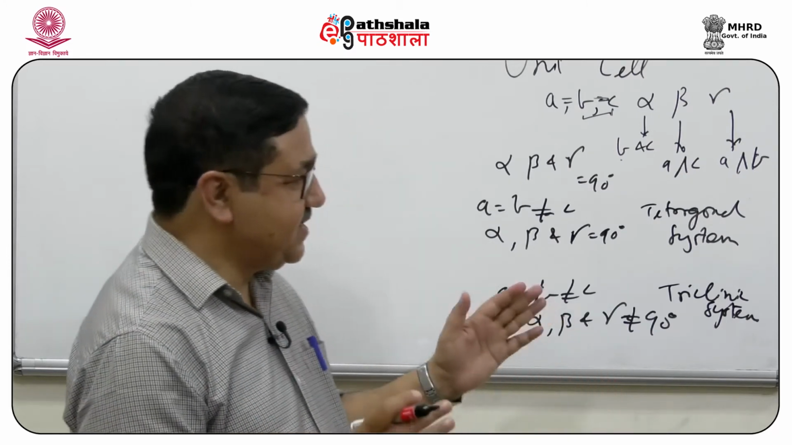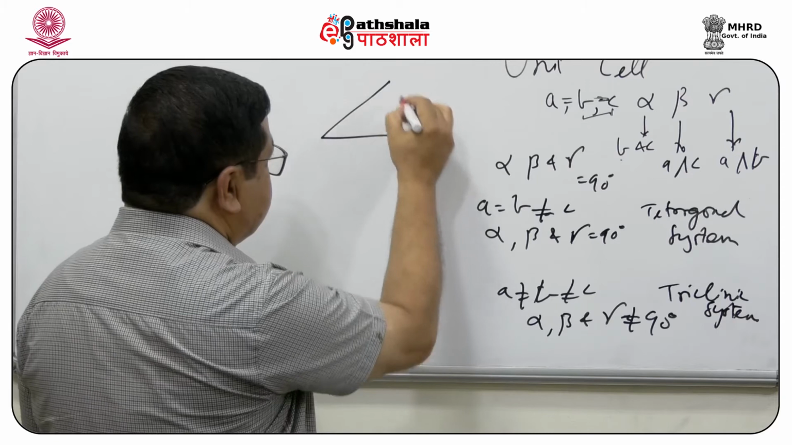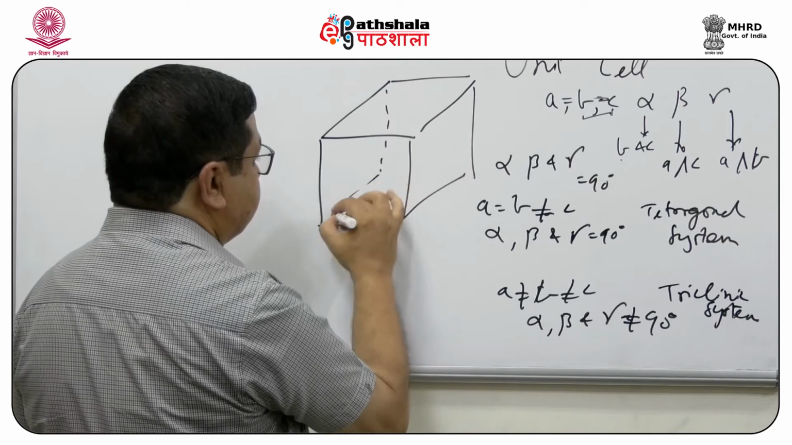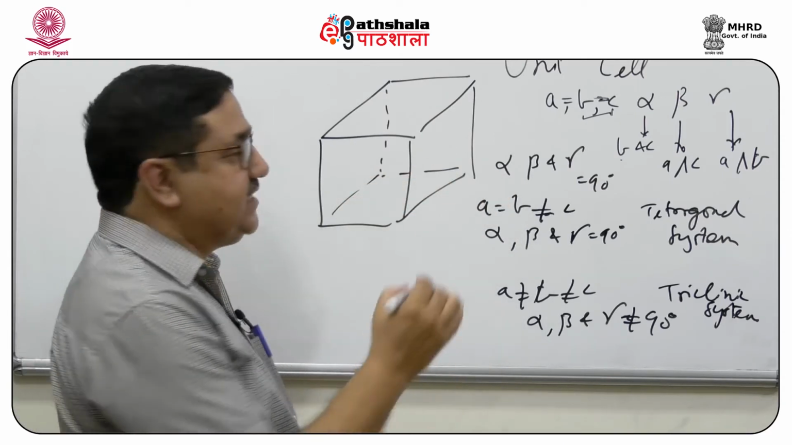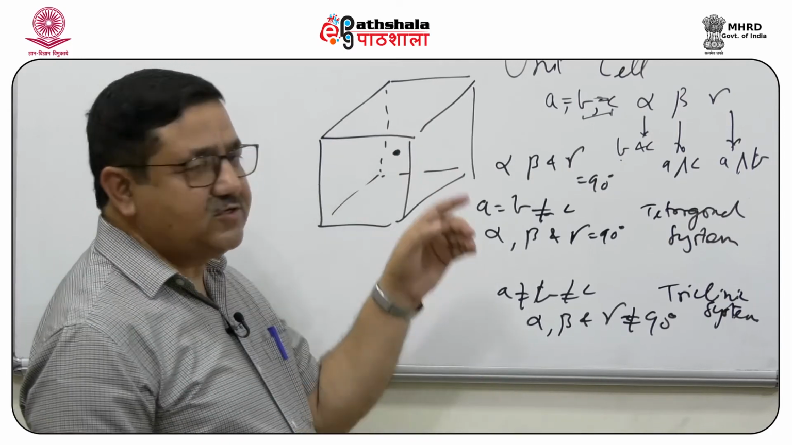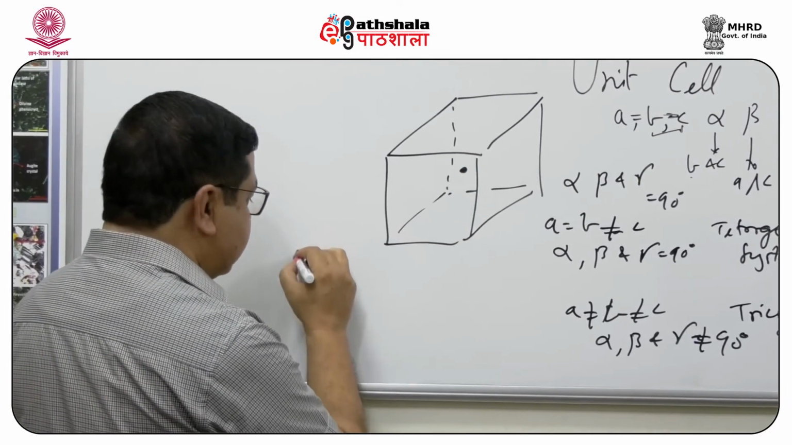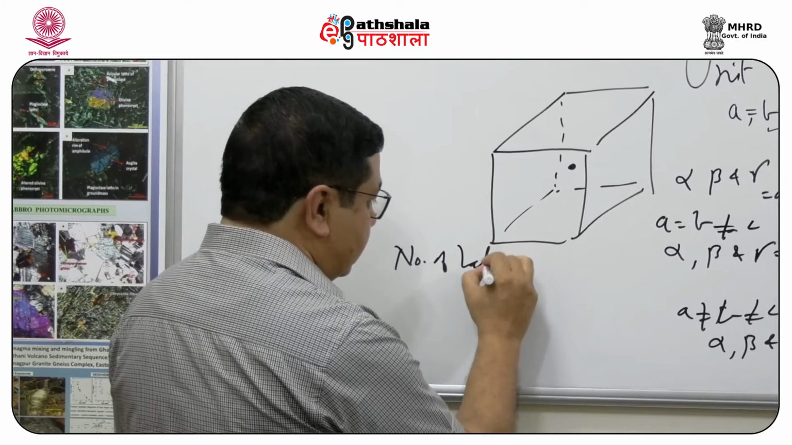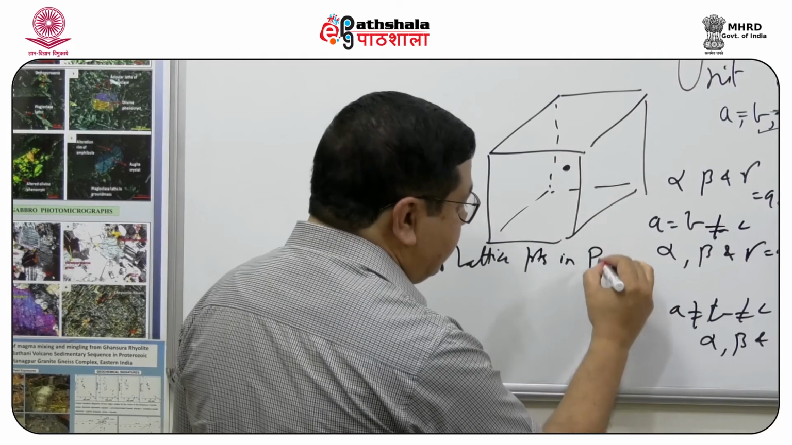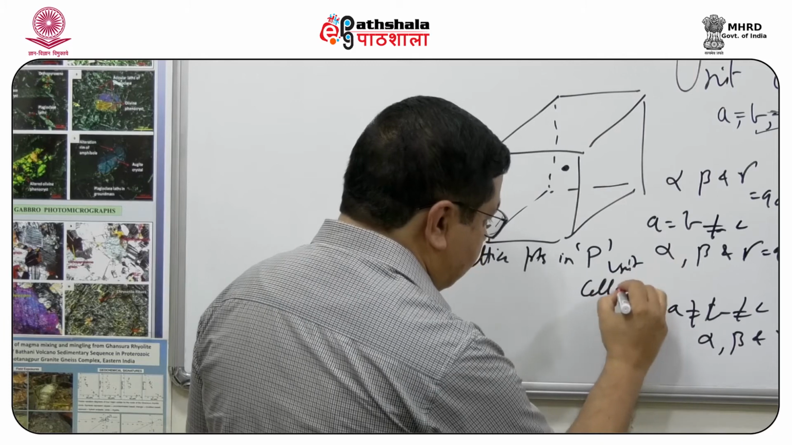There can be several types of unit cells. One unit cell, which is known as a primitive unit cell, is like this, which has a lattice point in its center. Now, this lattice point is not shared by any other. So, the number of lattice points in this primitive or P unit cell is equal to 1.